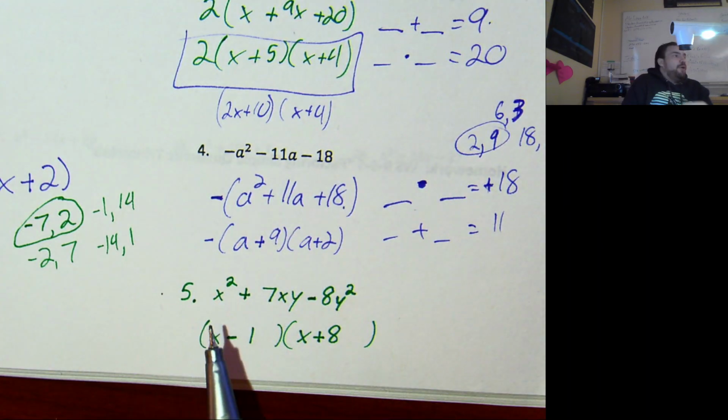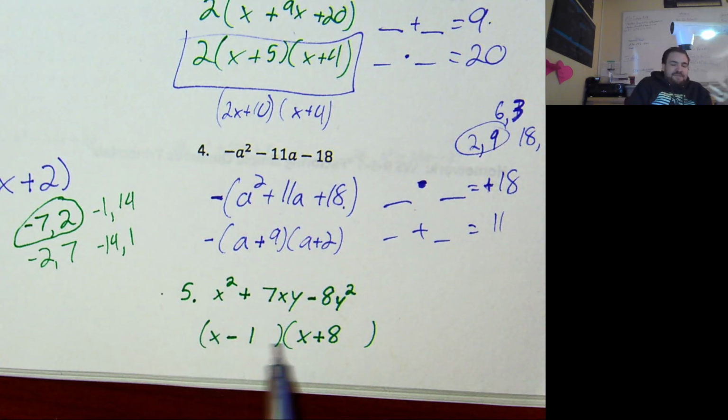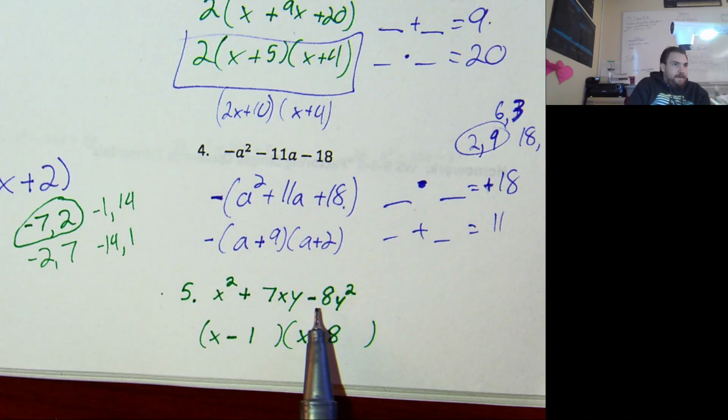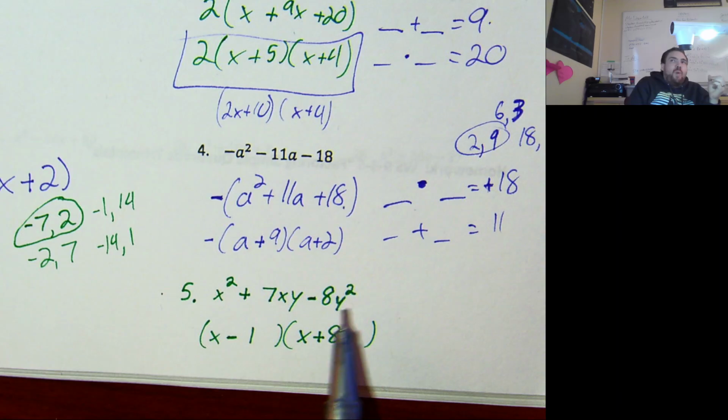If we think about how these things were distributed, x times x gave me my x squared. The x times the 8 gives me the x in the middle here. This negative 1 times x gives me the x for the middle here. And then the negative 1 times 8 would just give me the negative 8. What does this y squared here and this y here do to these two binomials? Think about what you'd have to do to get that y squared here on that negative 8. I'd have to have a y times y somewhere.